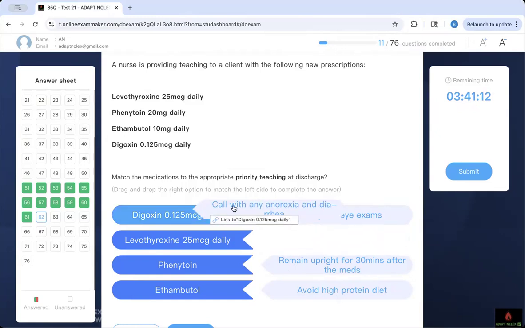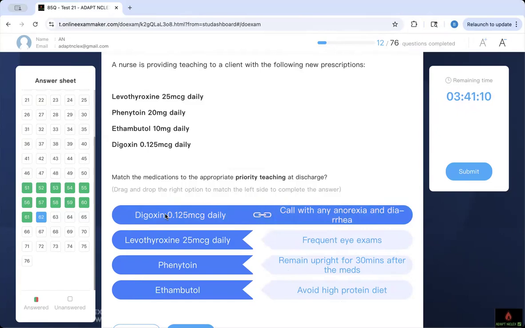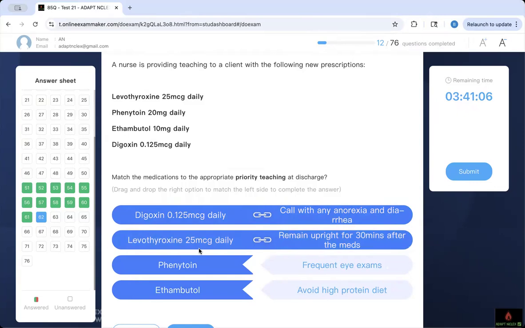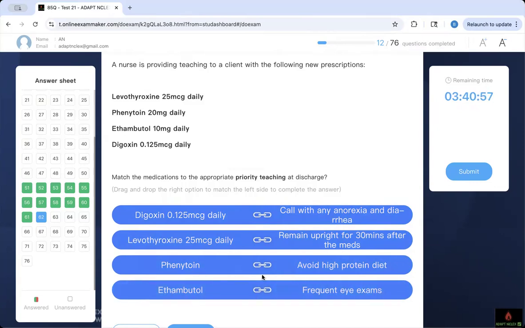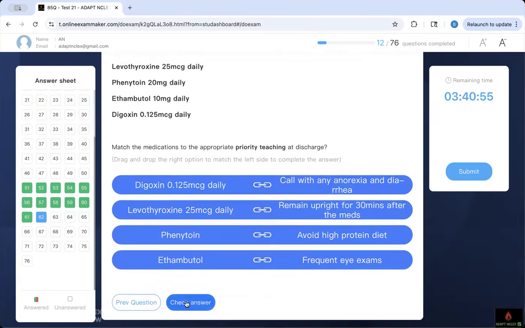Digoxin: if you have nausea and vomiting, that's toxicity. Levothyroxine: you've got to remain upright for 30 minutes. Phenytoin: avoid protein. And ethambutol: you're going to have optic neuritis, so you've got to see ophthalmology frequently to get checked.